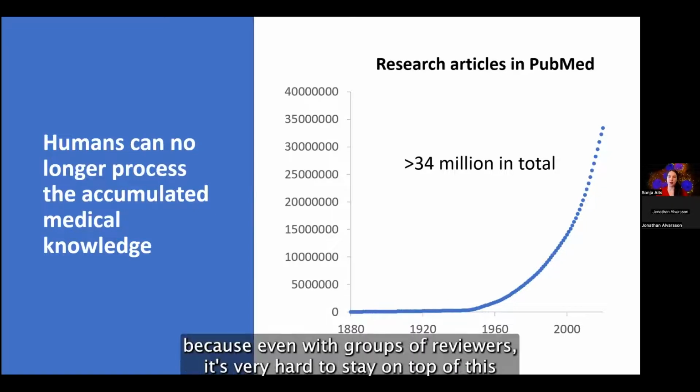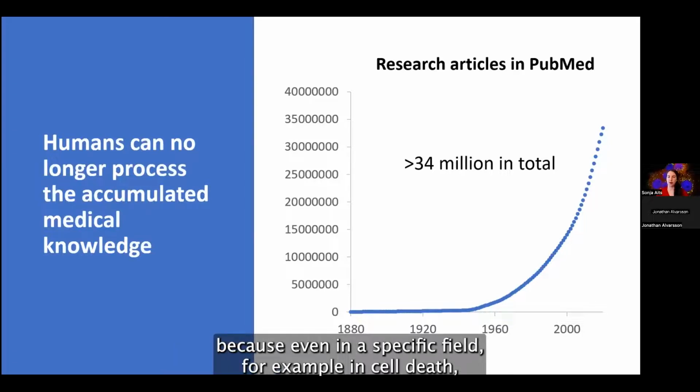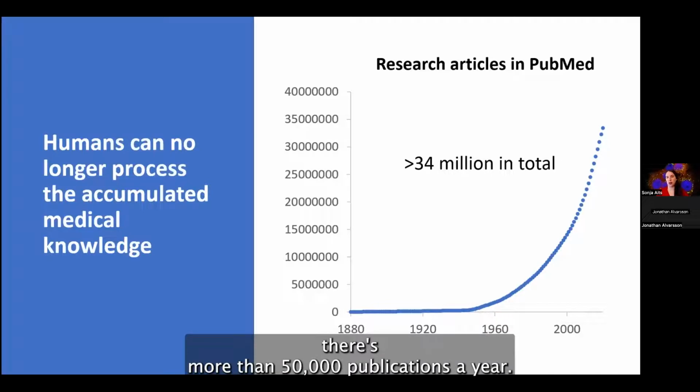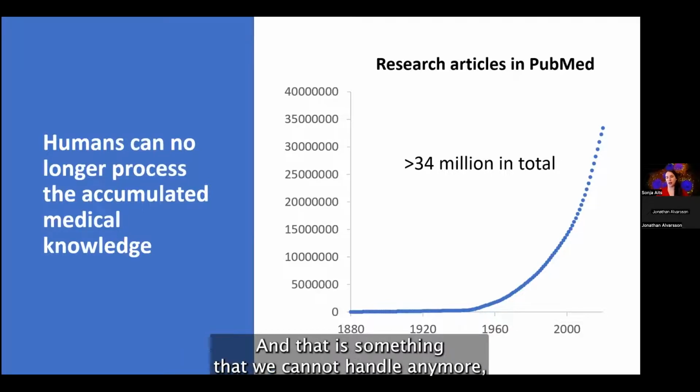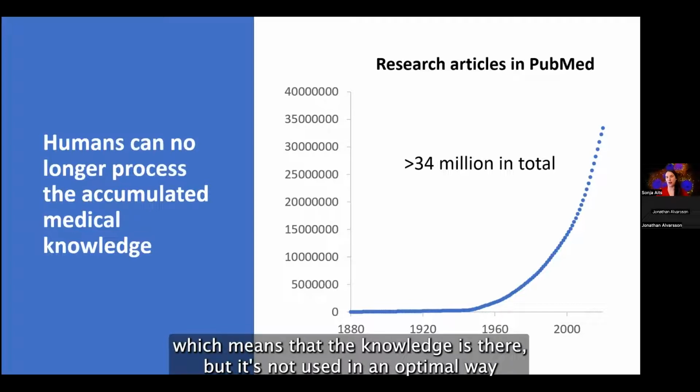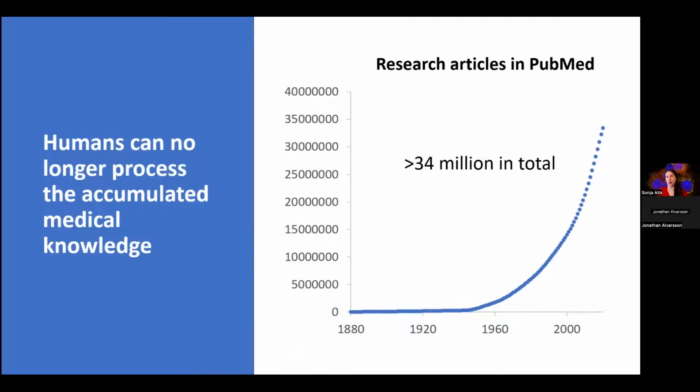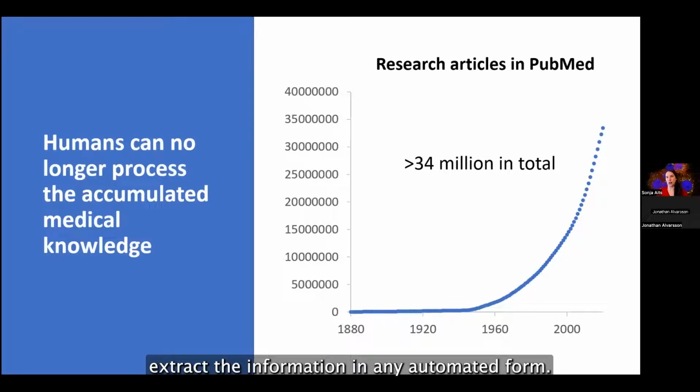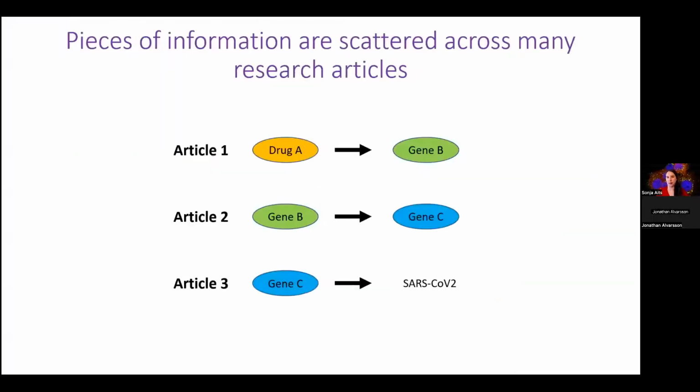That is a problem because even with groups of reviewers, it's very hard to stay on top of this, because even in a specific field, for example cell death, there are more than 50,000 publications a year. That is something that we cannot handle anymore, which means that the knowledge is there, but it's not used in an optimal way if we don't extract the information in any automated form.